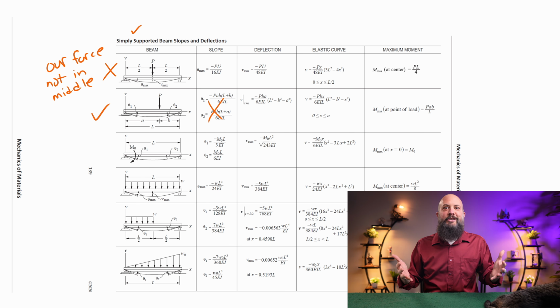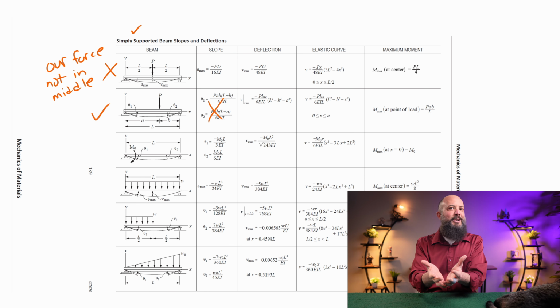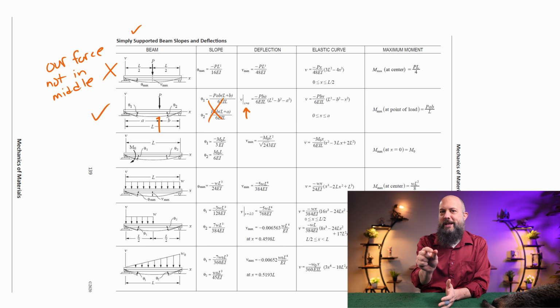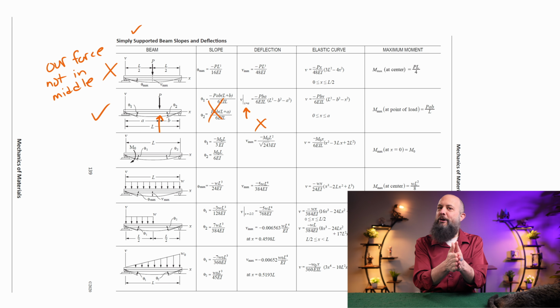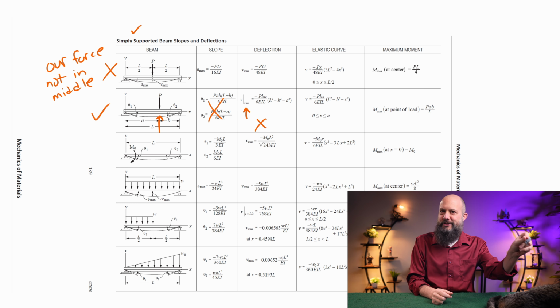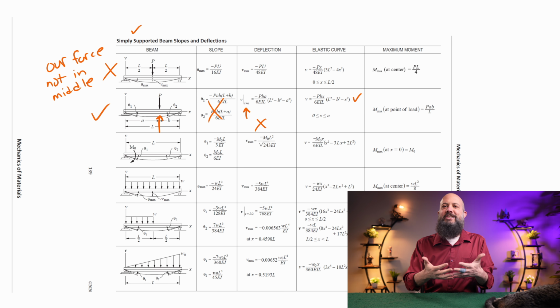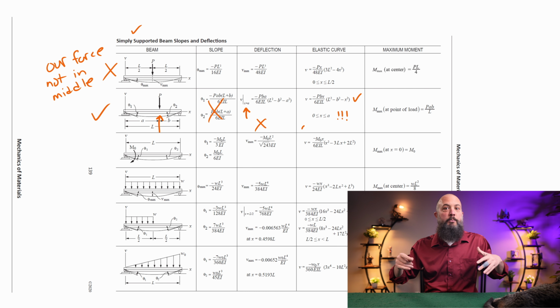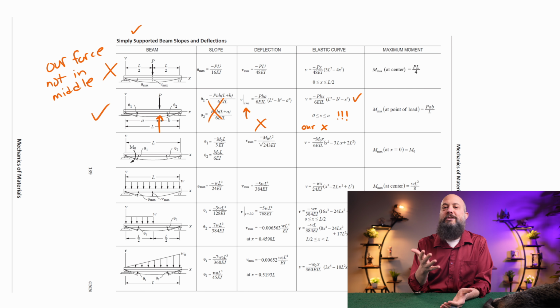Next mistake would be to grab the deflection equation because this is a deflection problem, right? But no, the deflection equation here is to try to find the deflection exactly where the force is. We actually want to know the deflection somewhere else. This means we need the elastic curve. The elastic curve is how you find the deflection everywhere on the beam, where you can plug in any location for X that you want.